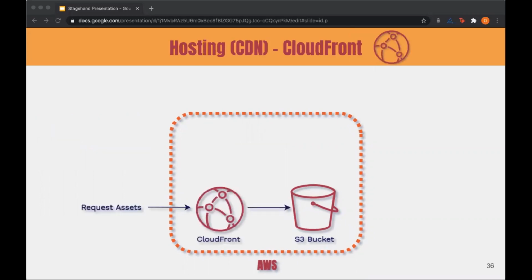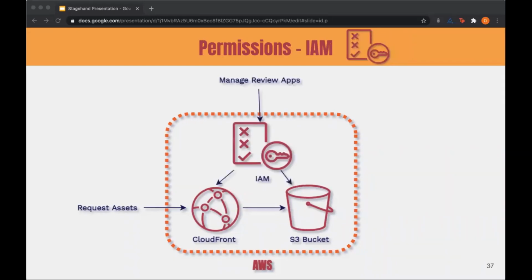CloudFront is our CDN or hosting solution. So all HTTP requests coming into our infrastructure will first hit CloudFront, which will forward it to the S3 bucket to retrieve the correct asset. CloudFront also handles securing requests to the bucket and provides us with an out-of-the-box domain to use.